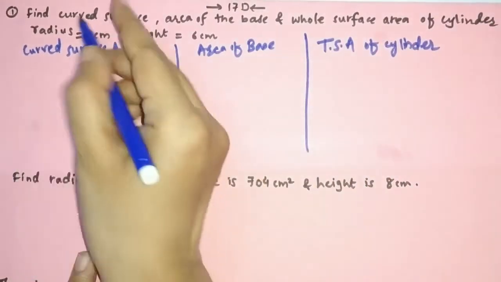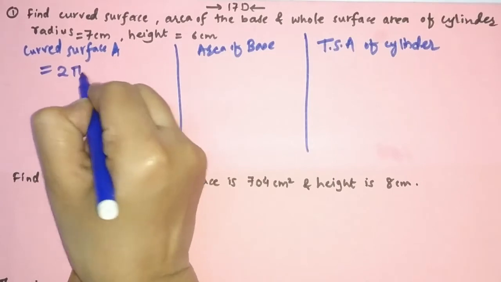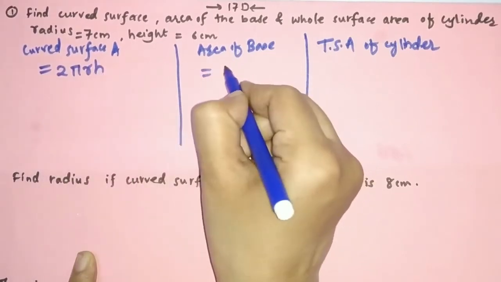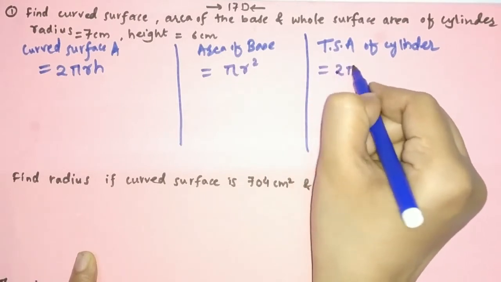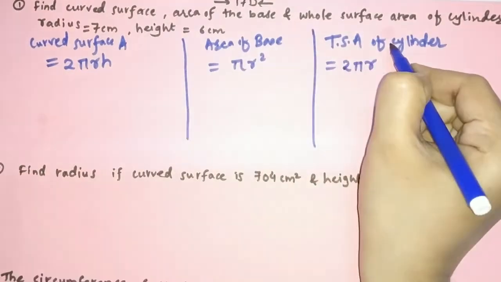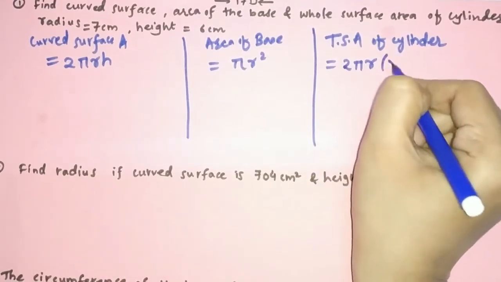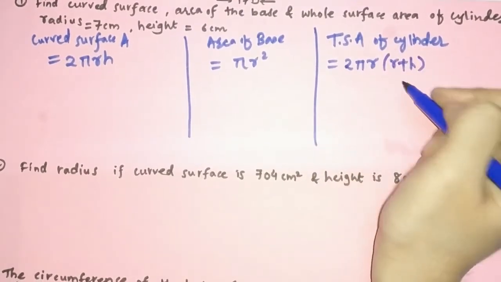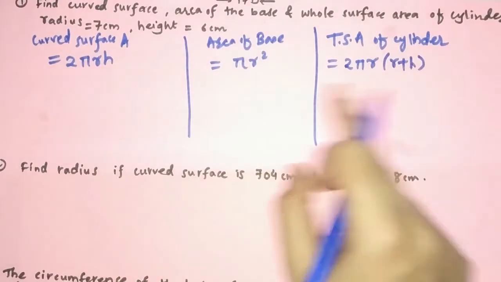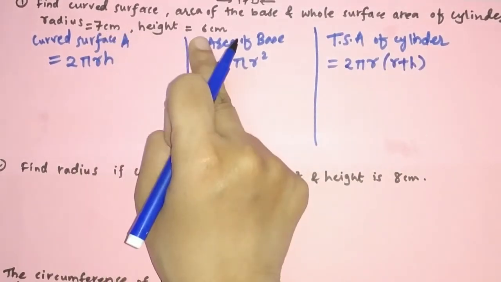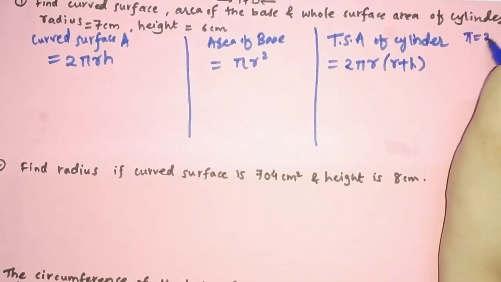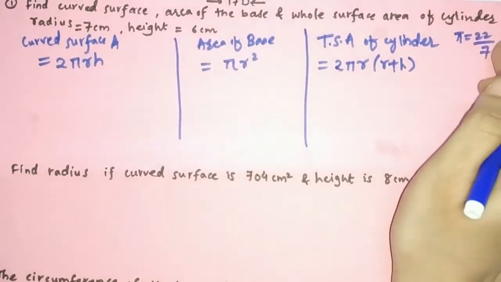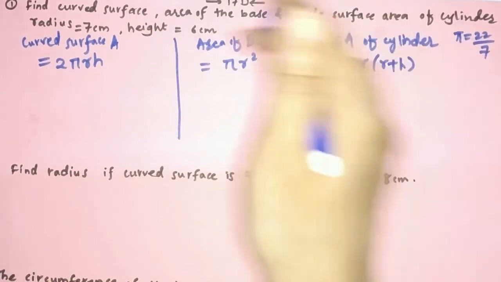So we know that curved surface area is 2 pi rh. Area of a base is just pi r square. And total surface area, we know that it is 2 pi r in bracket r plus h. So these are the three formulas we have to use with radius 7 and height 6. And friends, pi's value you can take as 22 by 7 if it is not given.